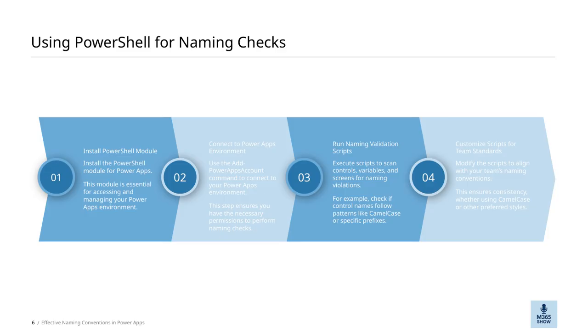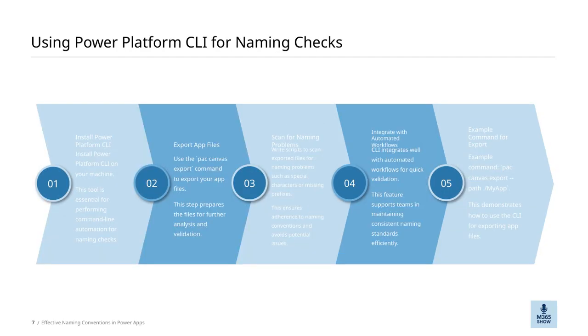This process supports the overall goal of establishing effective naming conventions, which ultimately makes your Power Apps easier to maintain and scale. Now, let's look at how we can use the Power Platform CLI to help with naming checks. First, it's important to install the Power Platform CLI on your machine. This tool is essential because it allows us to automate various tasks, including checking for proper naming conventions, directly from the command line.